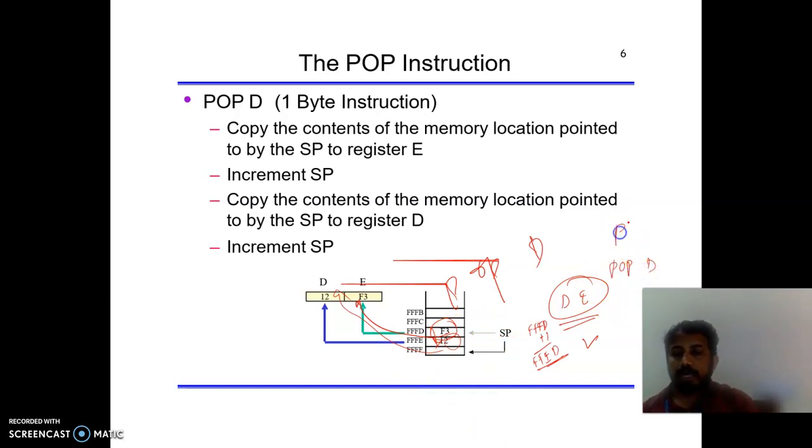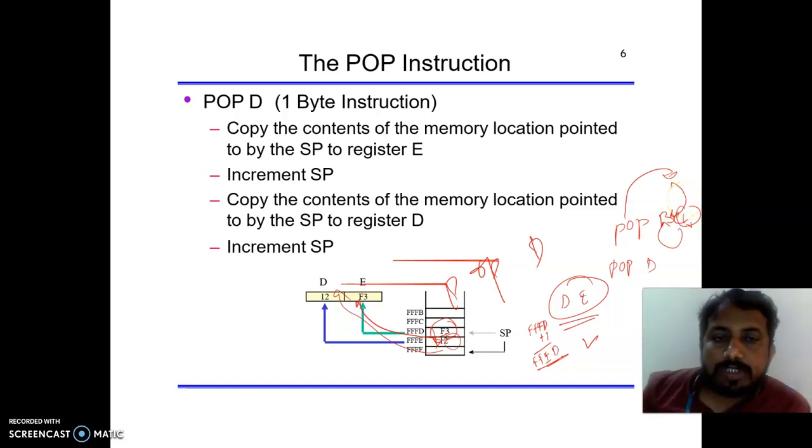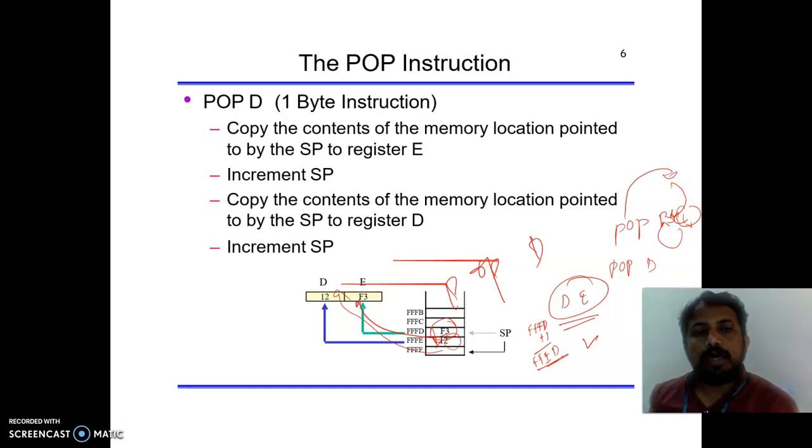Suppose I have given push B and then pop B. Whatever value we give to the stack is collected back again into the B and C registers. The first location value it loads into C, the second location value it loads into B. So this is about the concept of a stack. These are the two instructions related to the stack, push and pop. Push is loading a value into the stack. Pop is collecting a value from the stack.